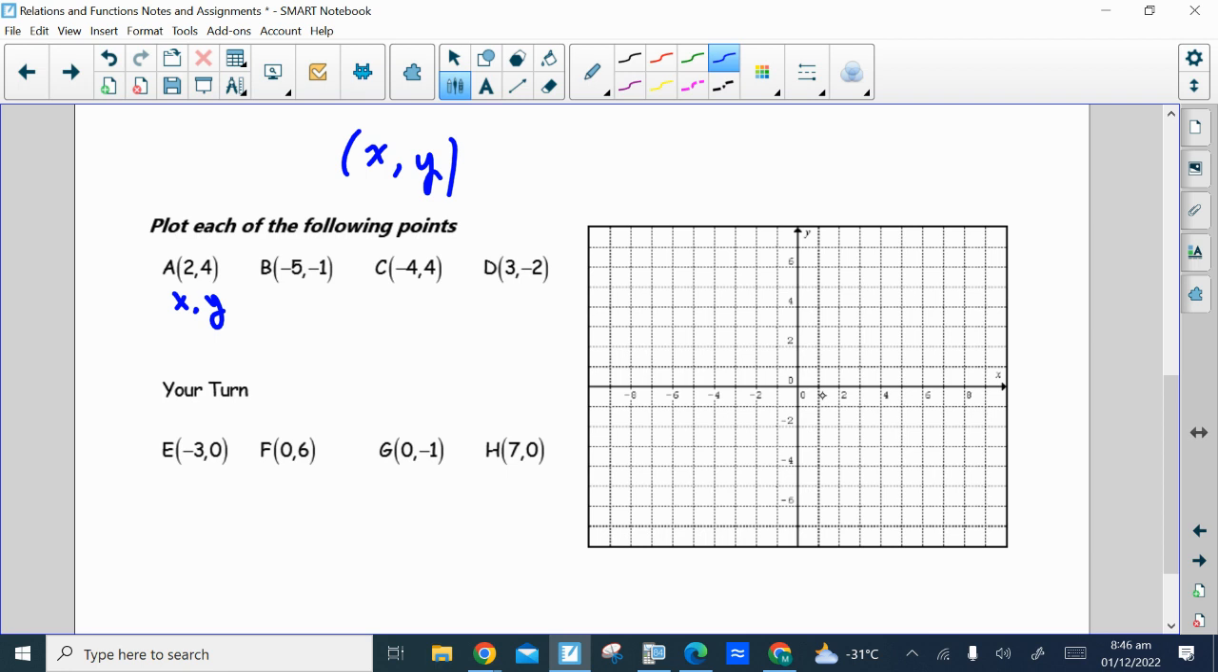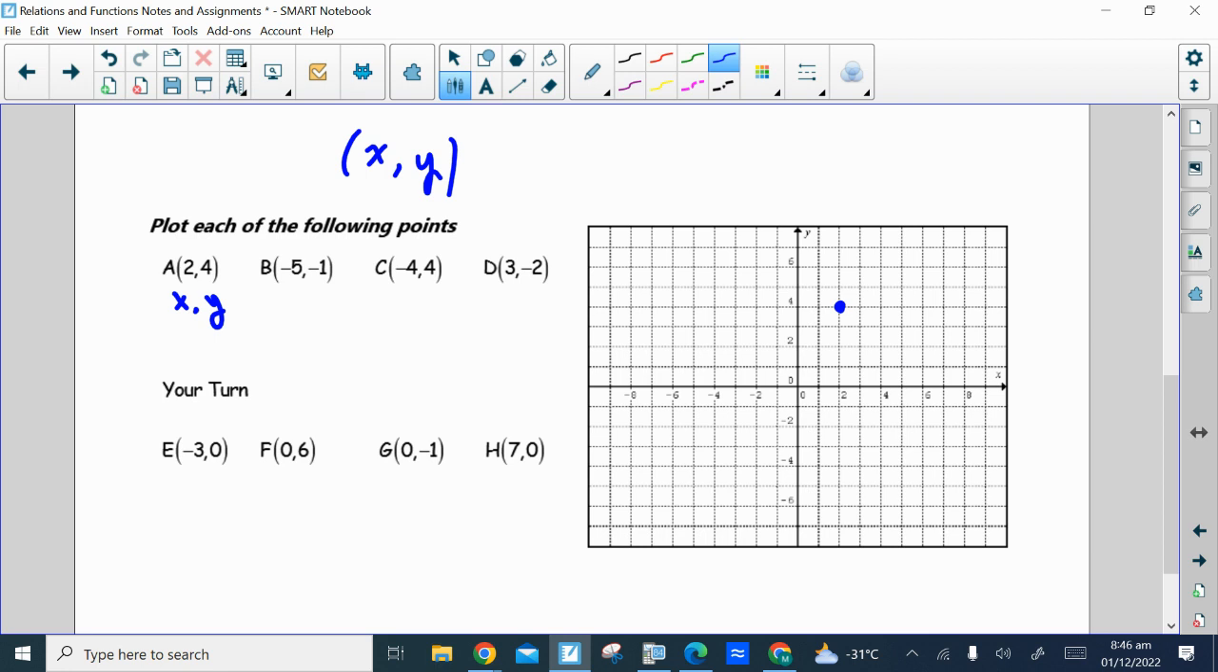So you've got two numbers there, 2, 4, but they give you 1 point. Not two separate points, 1 point. It just takes two different movements to get there. The first movement is left to right, which the x value tells you.